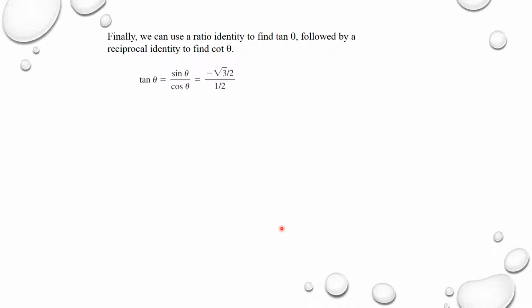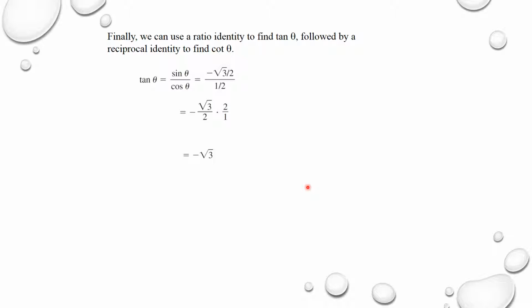Now finally, we have to find tangent and cotangent. And since we know sine and cosine, we can use this ratio identity, that tangent is sine over cosine. So if I take negative radical 3 over 2 divided by 1/2, remember when we divide fractions, we change the operation to multiplication, we reciprocate the second one, and then we multiply them together. And the 2's will cancel, and I just get negative radical 3.